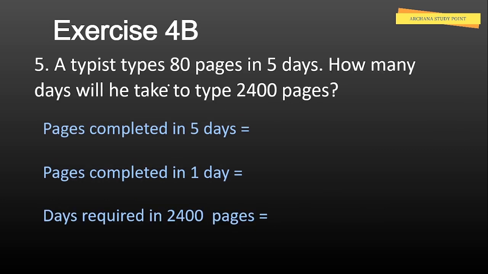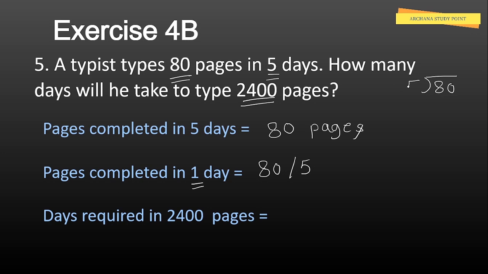Question number 5. A typist types 80 pages in 5 days. How many days will it take to type 2400 pages? Pages completed in 5 days, how much is given? 80 pages. Now, pages completed in 1 day. For this, we will divide 80 by 5, which will give us pages completed in 1 day. 5 ones are 5, gives a remainder of 3. We'll bring down 0. 5 6s are 30. So the answer is pages completed in 1 day are 16 pages.